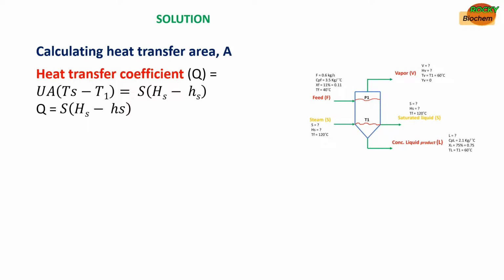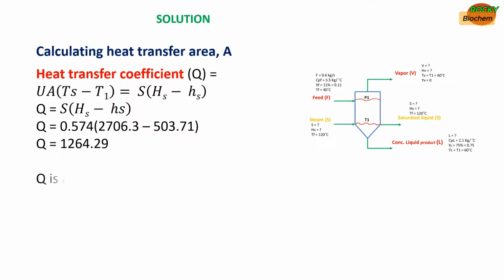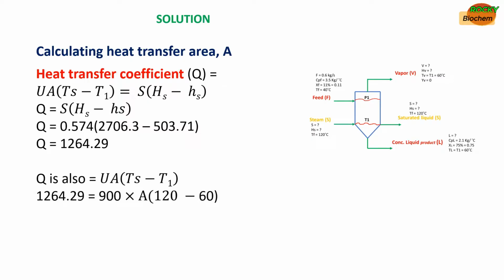So you can directly also fit in the values and then you will get your A. That will be very simple. You can just fix in the values of U, the values of TS, the values of T1, and equate it to the values of S multiplying HS minus small hs, and then you get your A from here. So I prefer to calculate for Q first, and then I equated this value to UA multiplying TS minus T1, and at the end I had my A to be equal to 0.0234 meter square.